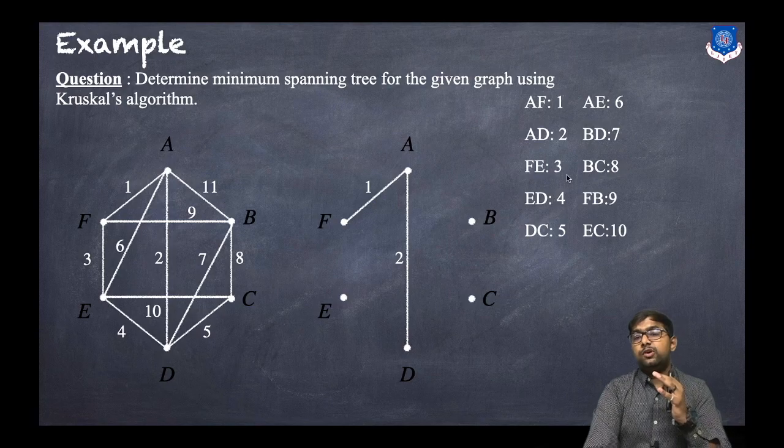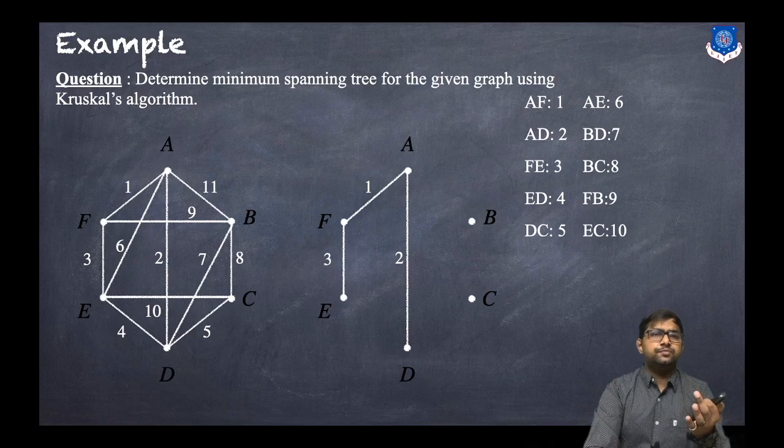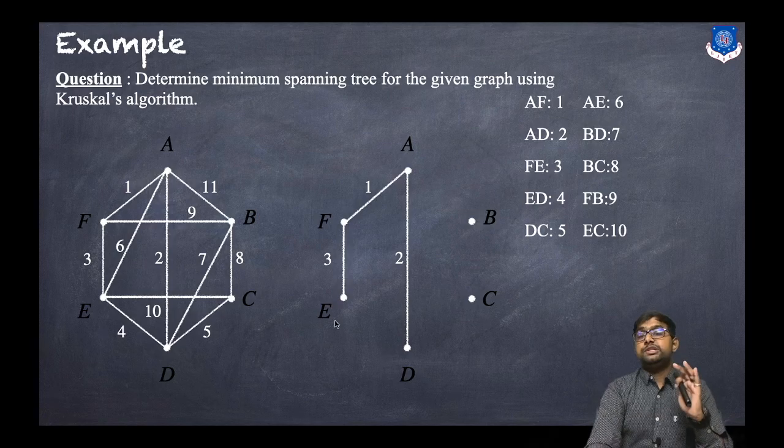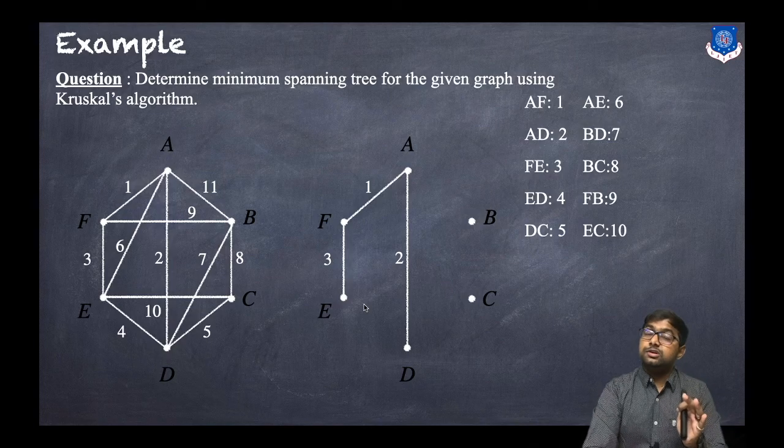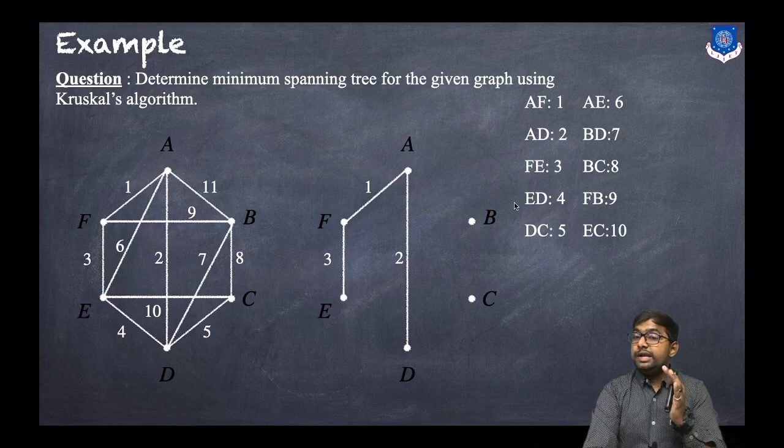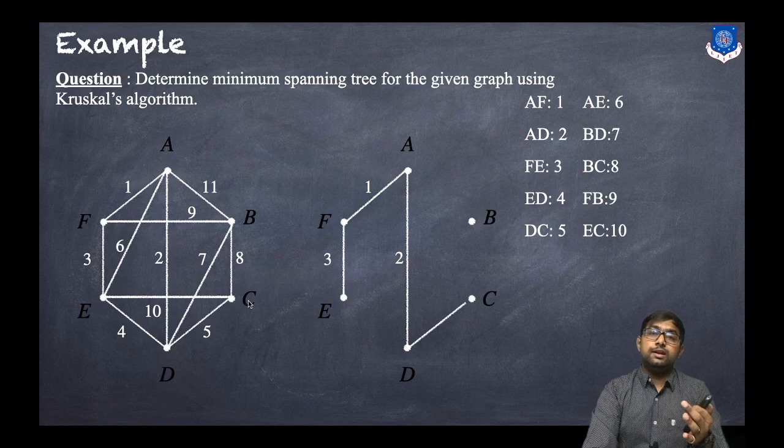Now what is this FE? Then the third minimum edge is FE, that is 3, so just take that edge. Then fourth, ED. Now see, if we take this ED, this graph will contain a cycle, but that is not possible in a minimum spanning tree. So we cannot take this ED. Fine, just jump to the next edge, that is DC. So we have DC, that is 5, so take 5.